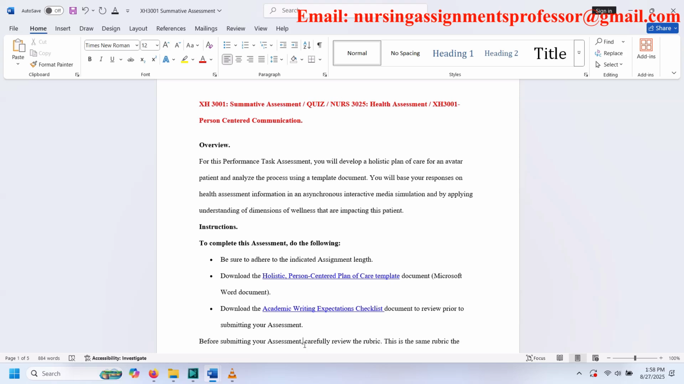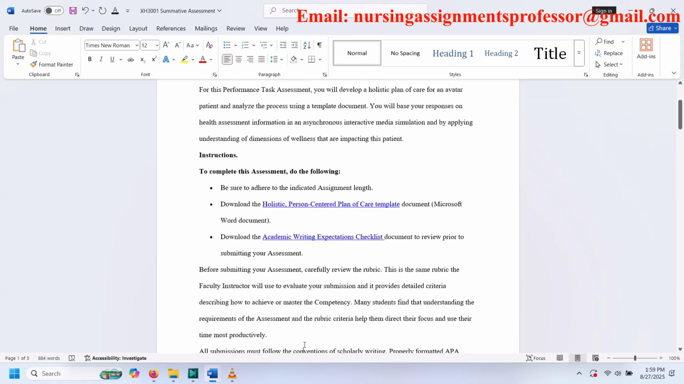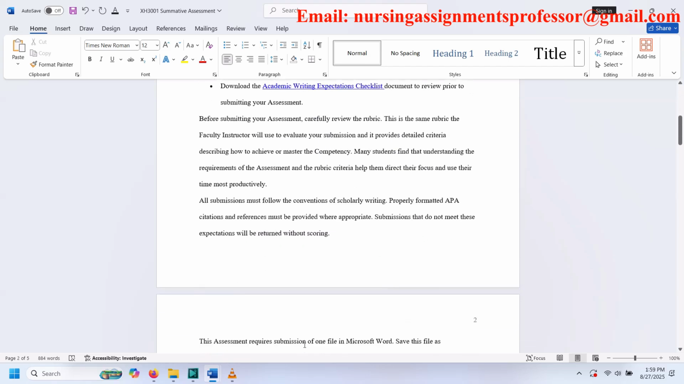Instructions. To complete this assessment, do the following. Be sure to adhere to the indicated assignment length. Download the holistic, person-centered plan of care template document. Download the academic writing expectations checklist document to review prior to submitting your assessment. Before submitting your assessment, carefully review the rubric.